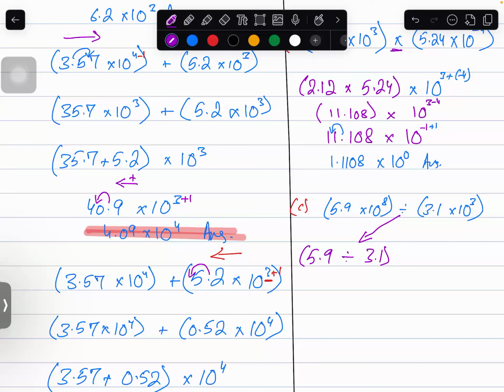All right, then we will have multiply by 10, and now we know that when the bases are the same and there's a division sign in the middle, we subtract the powers. The first power on 10 was 8, and the second power is 3. So these powers are going to be subtracted. Now, if we divide 5.9 by 3.1, we are going to have 1.9. 1.9 multiplied by 10 power 5 as our answer.